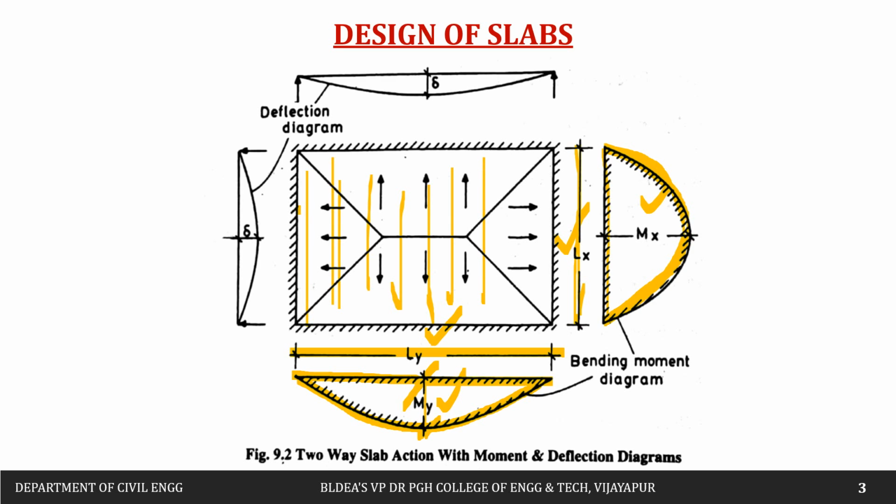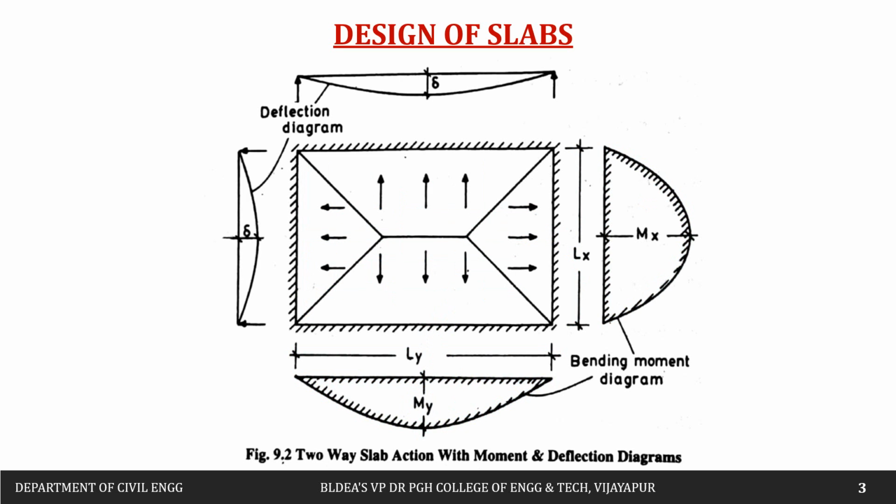So in a two-way slab, the main reinforcement is provided along both the spans. But if you compare the shorter span with the longer span, the shorter span is going to have more movement compared to the longer span. Then next, if you see the deflection diagram also, this is how our slab is going to deflect in both directions, both the orthogonal directions.